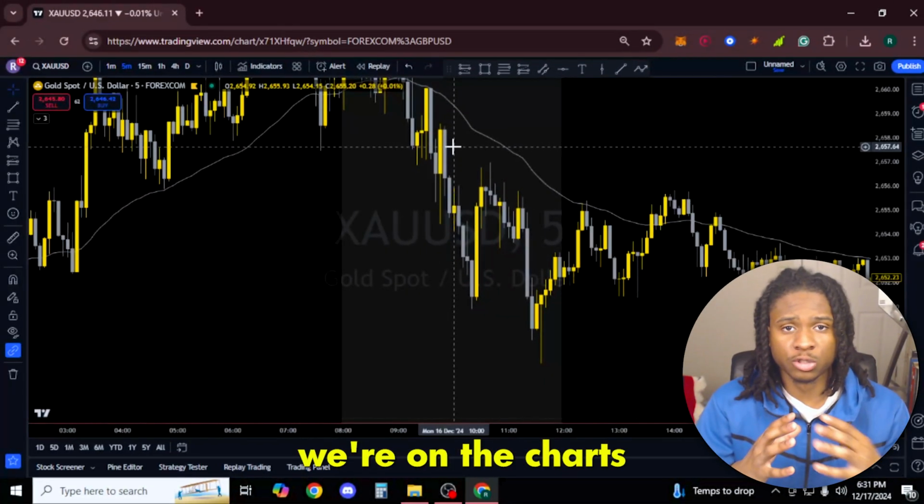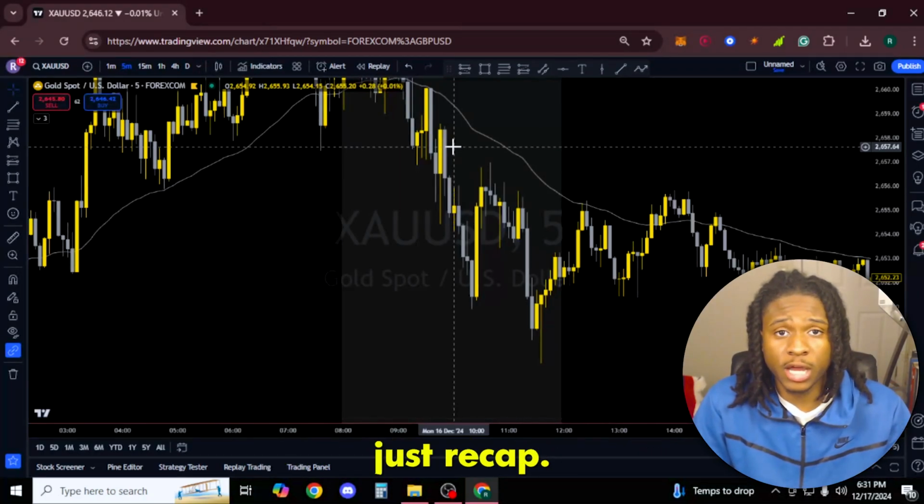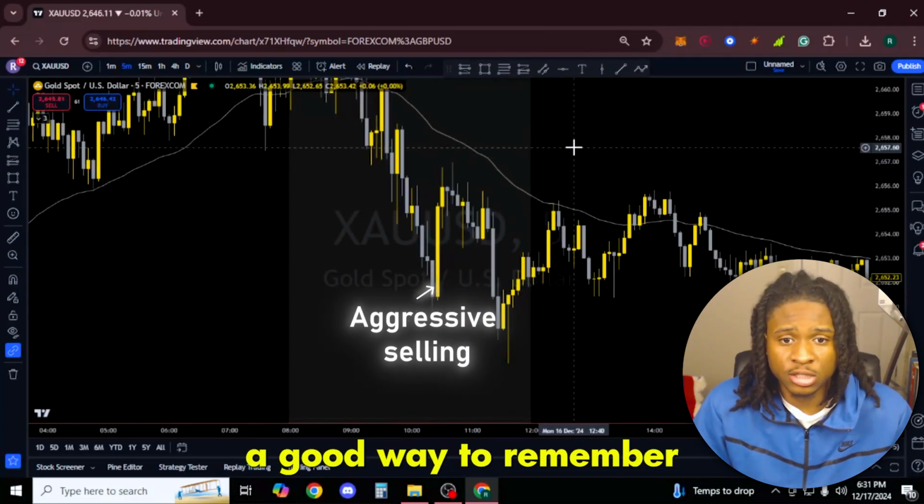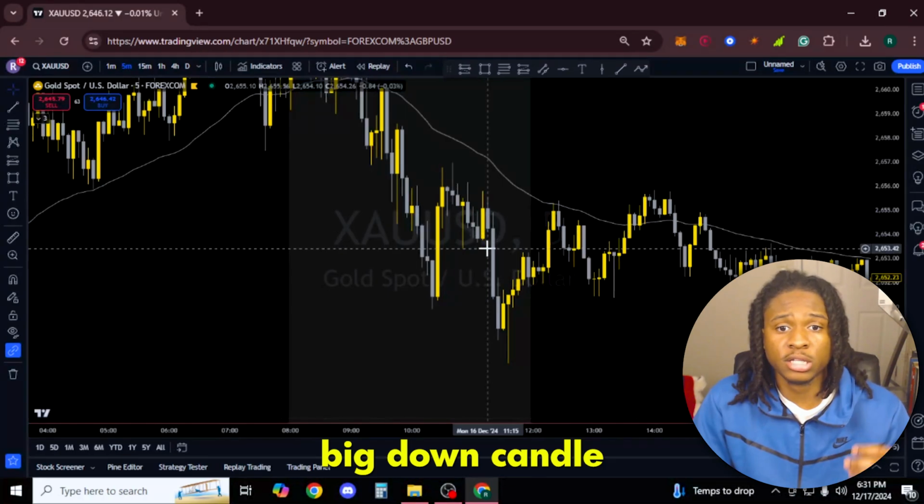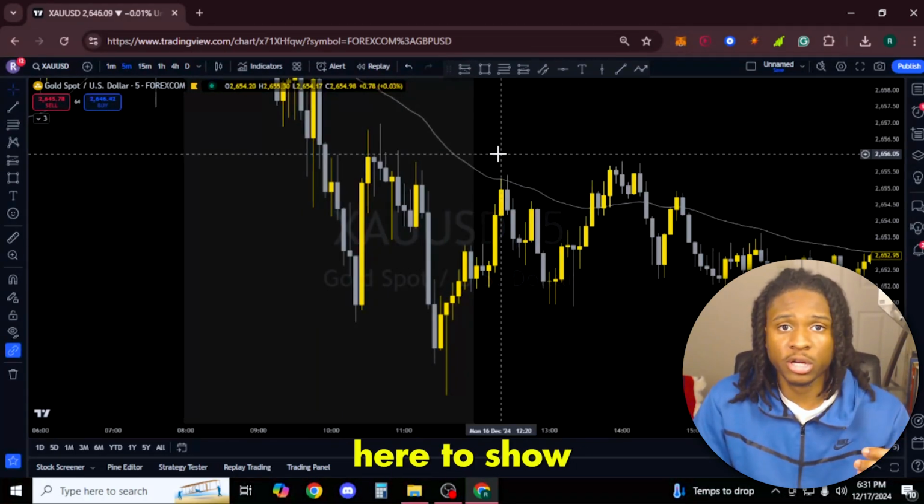So now that we're on the charts here, let me show you exactly what we're looking for. Again, real quick, just to recap, supply and demand. Easy to point out, we have supply here, aggressive selling. A good way to remember this is, on the higher time frame, this is probably going to be one big down candle. So what we're looking for is gaps created off these areas. Let me put it in replay mode here and show you real quick.